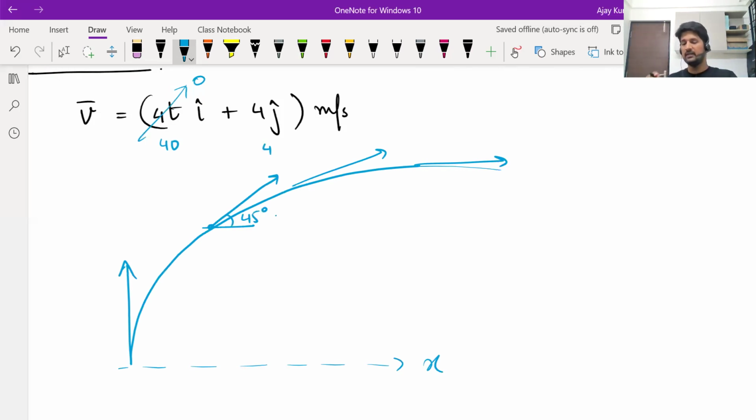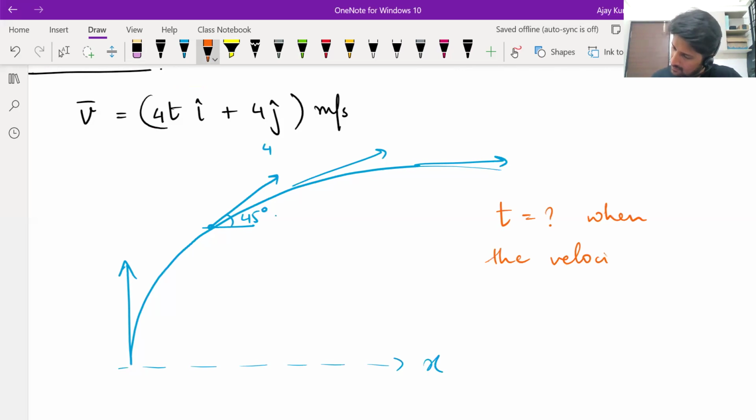Think of a way to calculate the time when the velocity makes 45 degrees. Try this, all of you. That's the question. At what time does the velocity make 45 degree with x-axis? Think of an idea to calculate this.